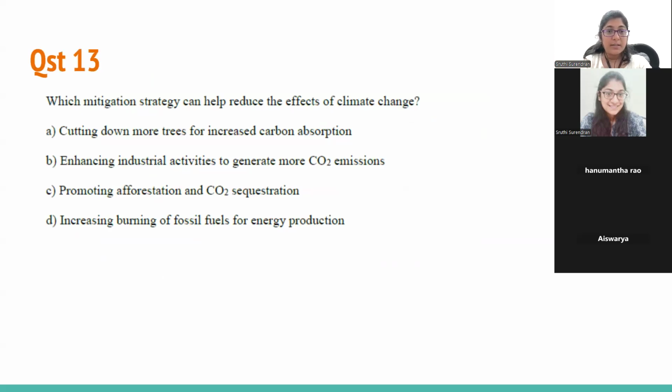Which mitigation strategy can help reduce the effects of climate change? Mitigation is nothing but methods to reduce the effects of climate change.